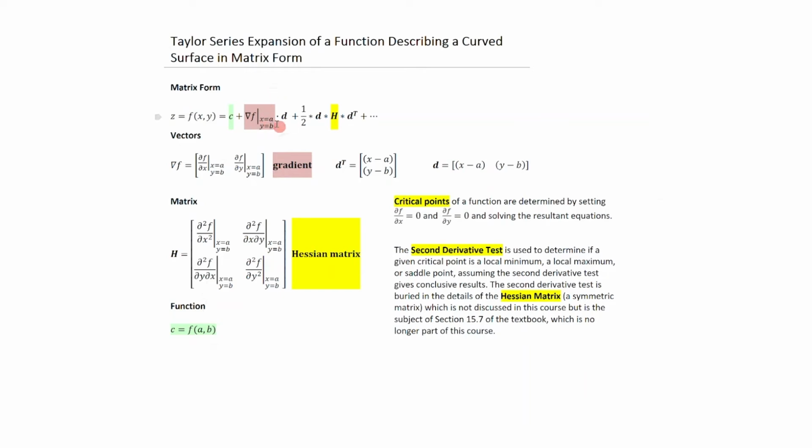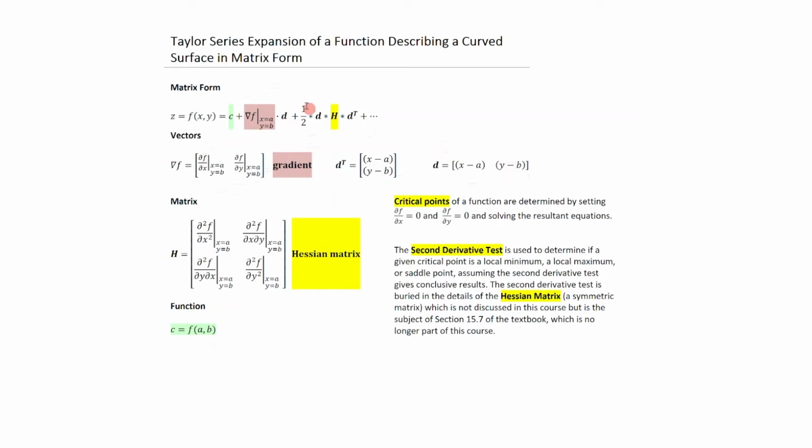And so this is now the dot product between a vector and another vector. The vector d is going to be composed of an x component of x minus a and a y component of y minus b. And the gradient we know has this form. If I take a row vector and take the dot product with this vector, a vector and a vector, then this will give you a scalar, which is equivalent to the expression we had on the previous page.